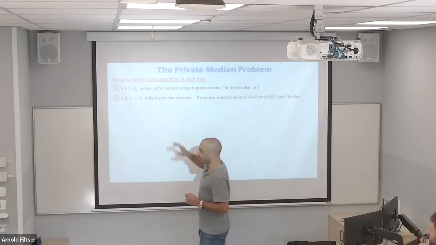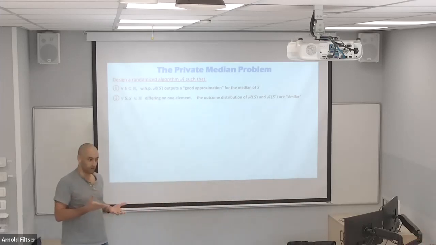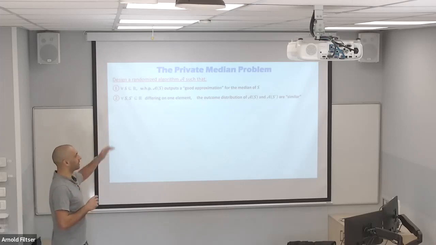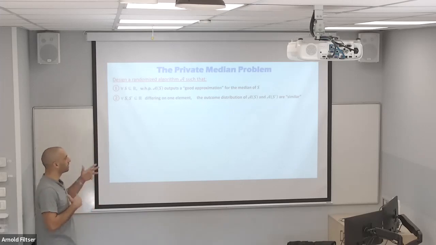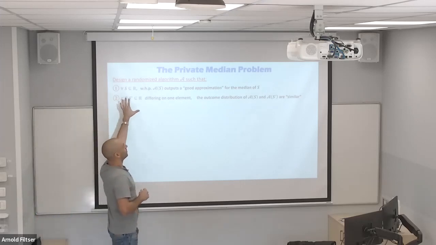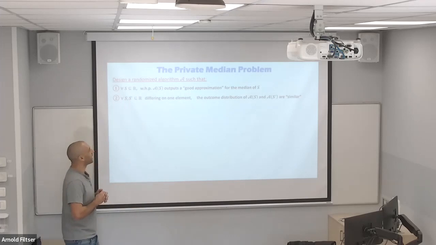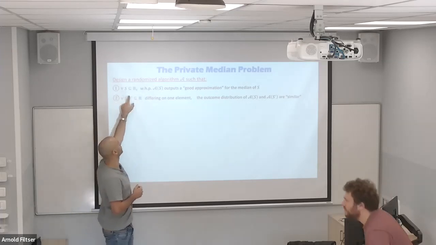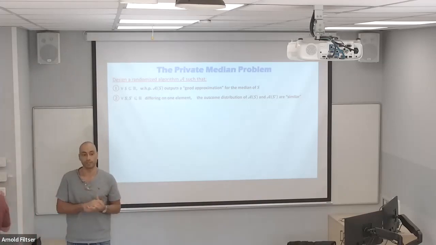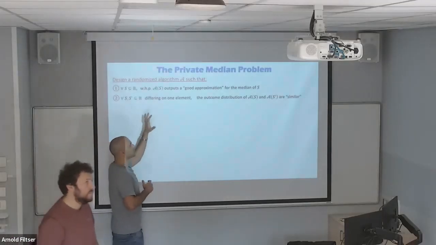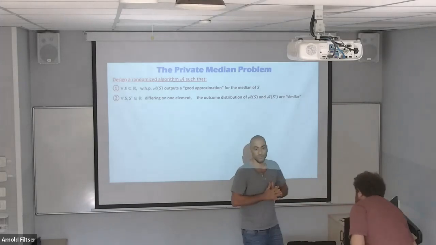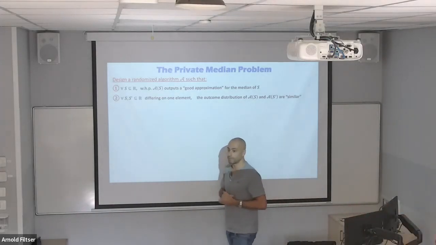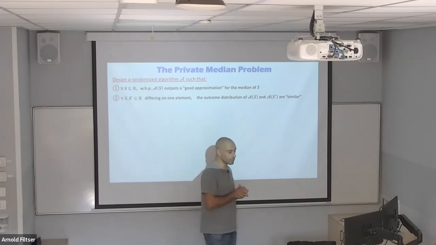So here is a vague statement of the problem that I want to solve with you today. I'll explain the problem as it's written here, and then we'll tweak it and make it formal. Okay, so the private median problem: I want to design a randomized algorithm A with the following two properties. The first property is that it solves the median problem. When you give it a data set containing real points, with high probability, it gives you something that approximates the median. We need to discuss what I mean by approximating the median, but that's what I want.